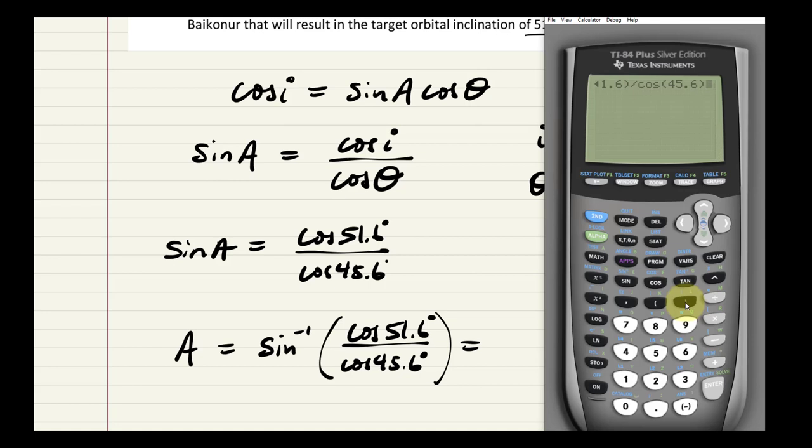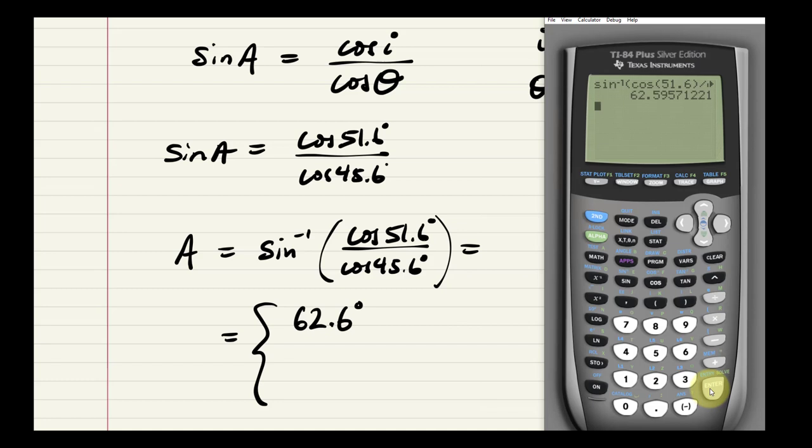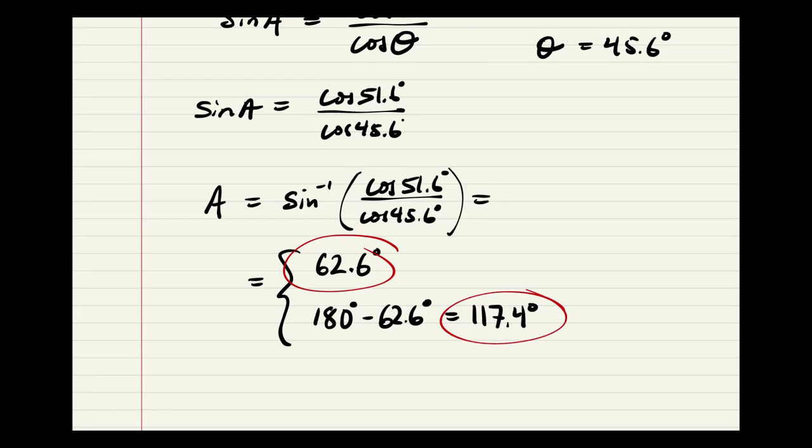We had about 62.6 degrees. And if we're including all possible angles from 0 to 360, a complete rotation from north, to 180 being south, and back to 360, there are actually two answers mathematically that would work. So we have 62.6, and we've got 180 degrees minus the 62.6, so that's about 117.4 degrees. Mathematically, we have two answers here, about 62.6 and about 117.4.